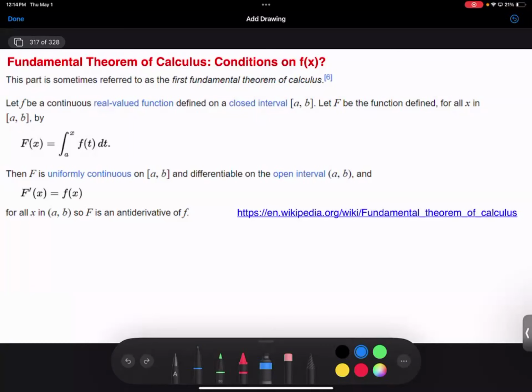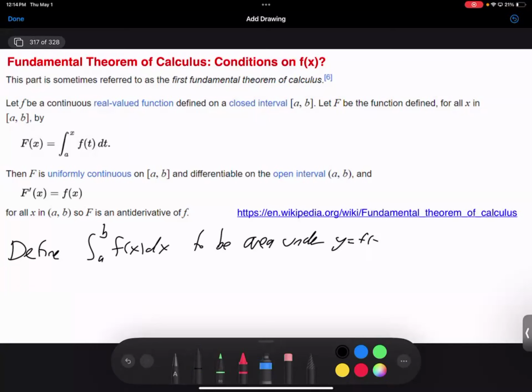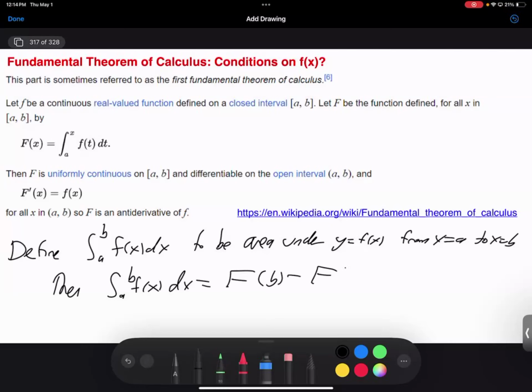What I like to do is the following. Define the integral from a to b of f of x dx to be the area under y equals f of x from x equals a to x equals b. Then this area is equal to the antiderivative at b minus the antiderivative at a. That's how I like to say the fundamental theorem of calculus. The area under the curve is the antiderivative at b minus the antiderivative at a.